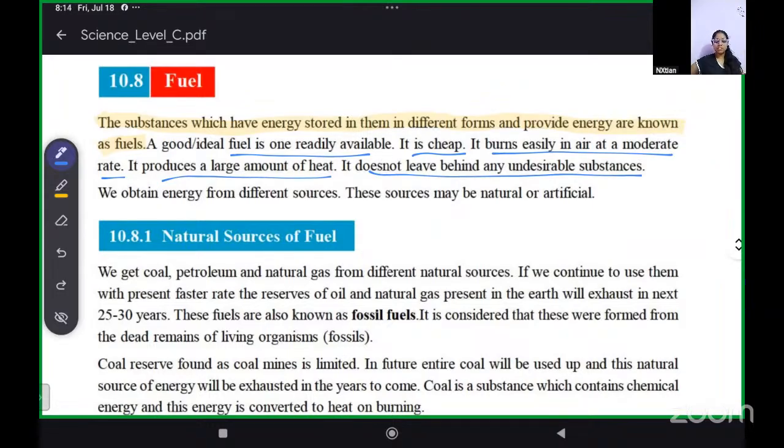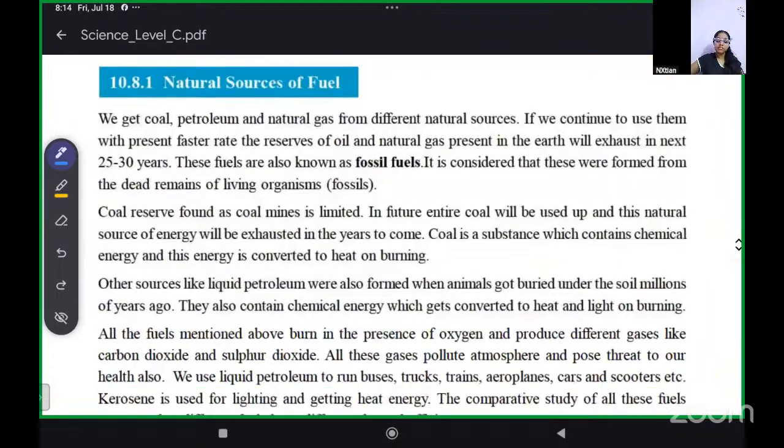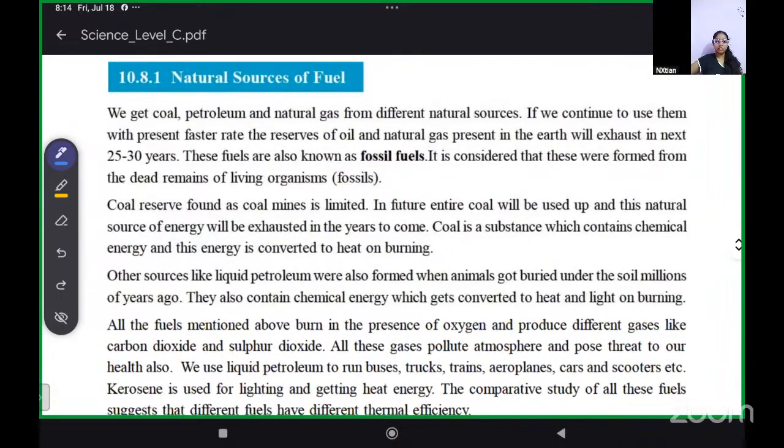We obtain energy from different sources. It can be natural sources, it can be artificial sources. We're going to see some natural sources of fuel and some artificial sources of fuel. Natural sources of fuel: we get coal, petroleum, and natural gas from different natural sources. These are the three major natural fuels.